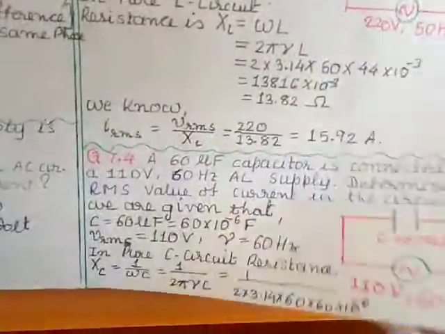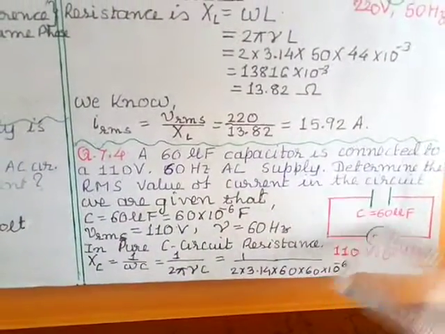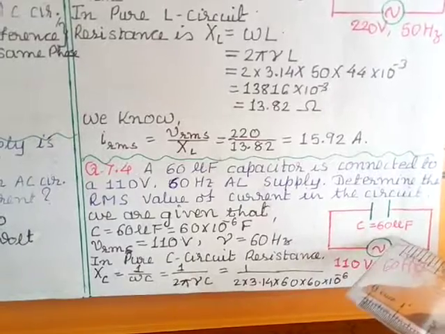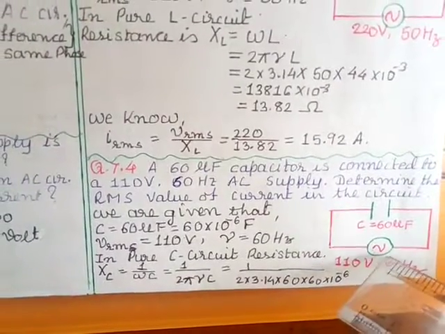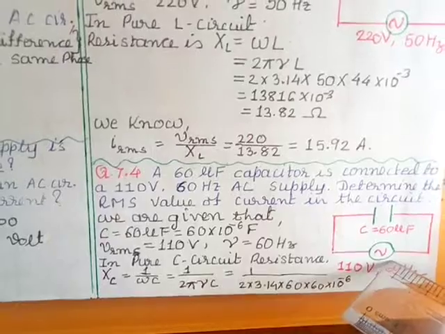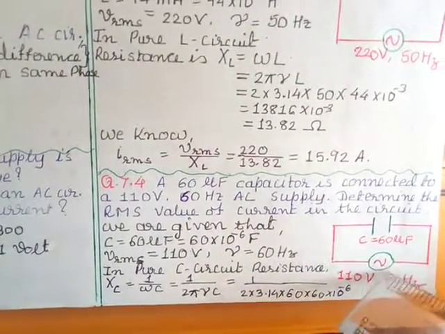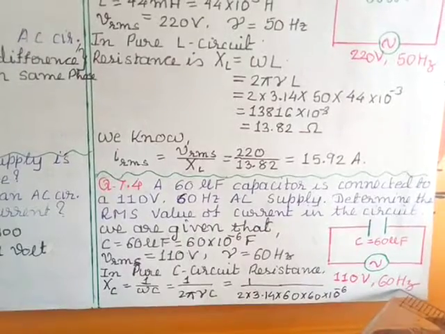This is the circuit diagram. You can see these parallel lines, that means it is the capacitor. Its capacitance is 60 microfarad and this is the AC voltage. We are given the VRMS value because we have not been given the peak value of the voltage. So it is the RMS value of the voltage and its frequency is given.